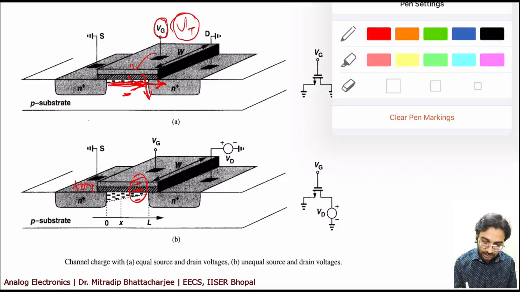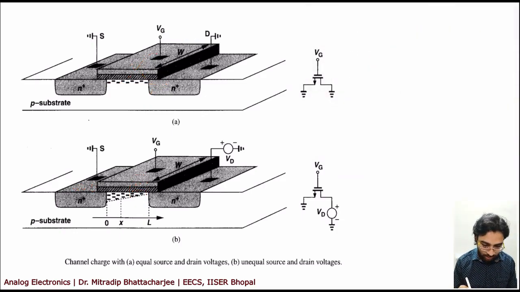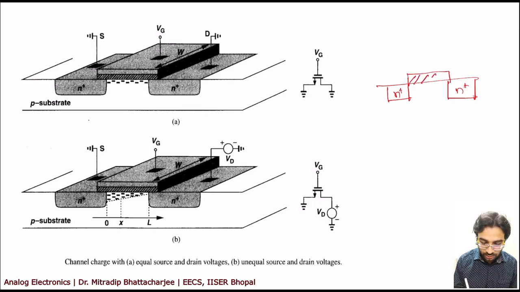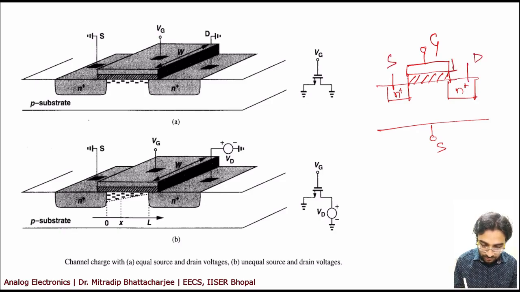Because of the color, probably it's not very well visible. Let me put it here. Again the cross-section. This is your oxide, this is your gate terminal, and this is your substrate, you have source, you have drain. Now this thickness, let us say this thickness is Tox.